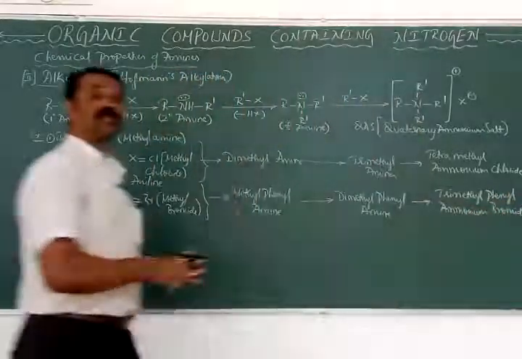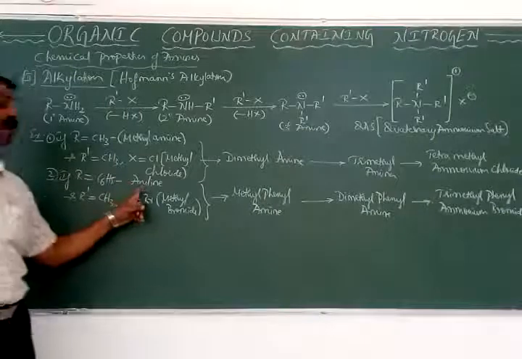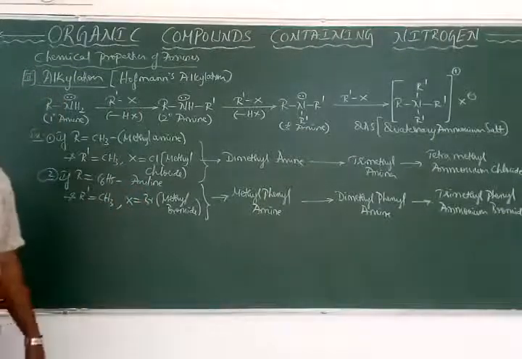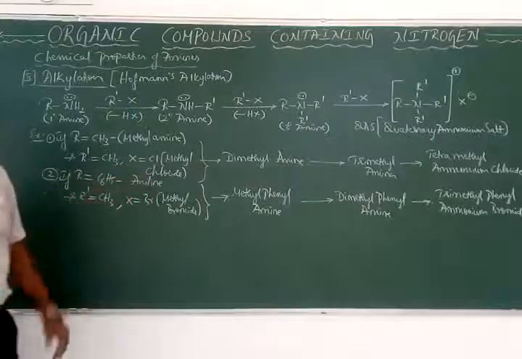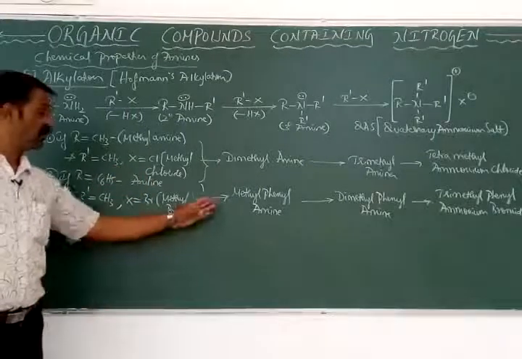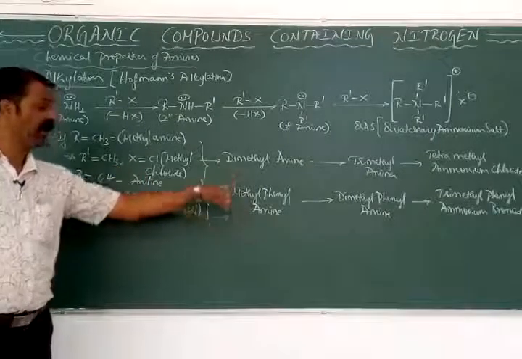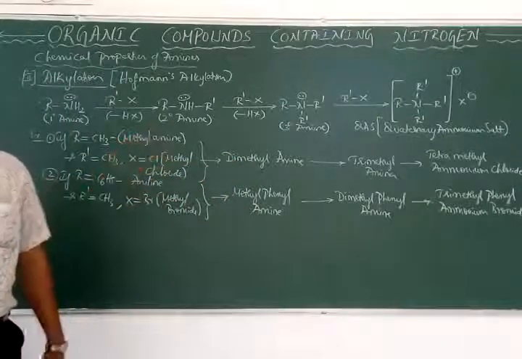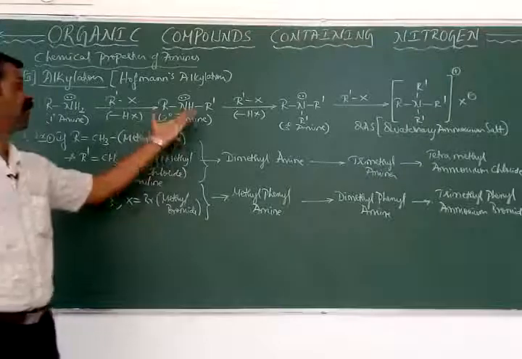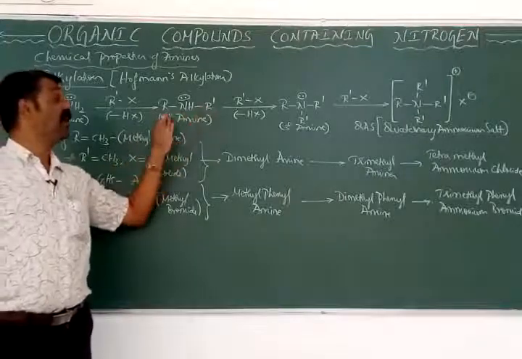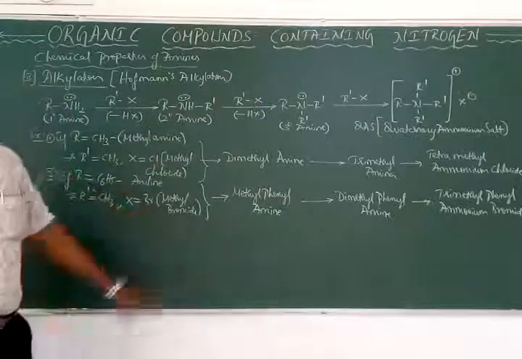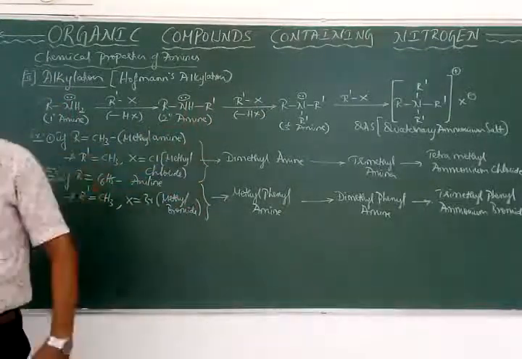Means if R is equal to C6H5, then it is first called aniline or benzenamine. And R' is equal to CH3 and X is equal to Br, it is called methyl bromide. When they react, they first form methyl phenylamine, then dimethyl phenylamine, and then finally the trimethyl phenylamine. In IUPAC naming, we can mention that as N-methyl aniline, N,N-dimethyl aniline, and there is no IUPAC name for that, it is just trimethyl phenyl ammonium bromide.